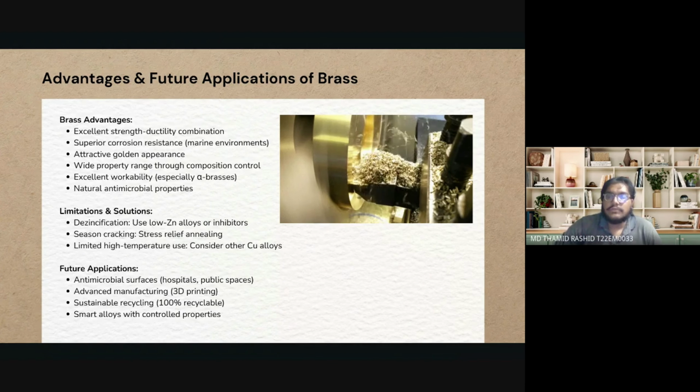Advanced manufacturing, for example, like 3D printing, since it has excellent workability, so we can use it in 3D printing. Sustainable recycling, it is 100% recyclable. Smart alloys with controlled properties. If we add different types of alloys in brass, we can control the properties it may have, so that we can cater it to our desired needs.